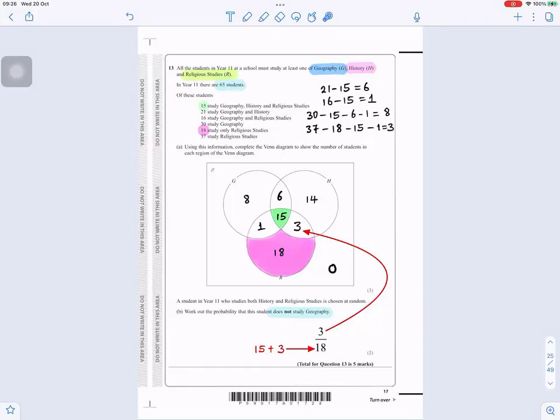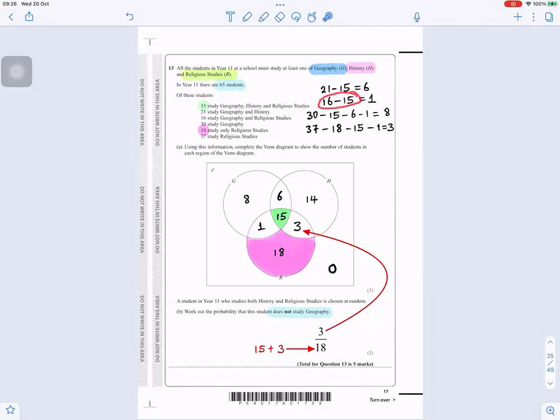of the Venn diagram. We have 15 who study geography, history, and religious studies. So 15 goes in the middle. Always start with the one that goes in the middle. So you put 15 in there. 21 study geography and history. So 21 minus 15 is 6. Geography and history should be 21, and we know this is 15. So 21 minus 15 is 6. So that's why we've got 6 in there.